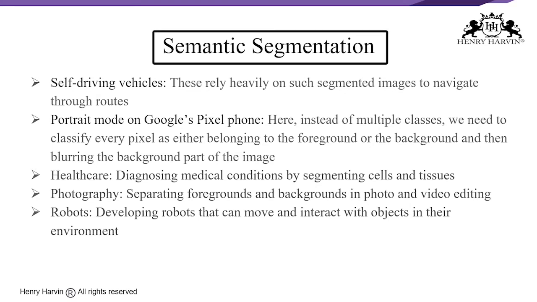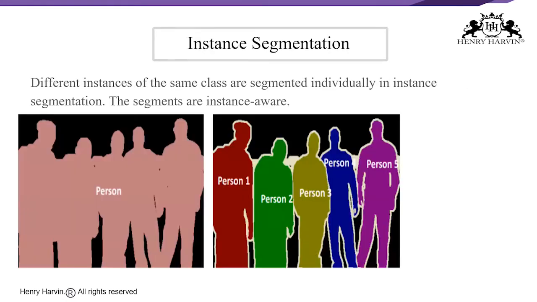And then robots. It developed robots that can move and interact with objects within their environment. So semantic segmentation is very much helpful in the field of AI. Now let us dive deeper into instance segmentation.